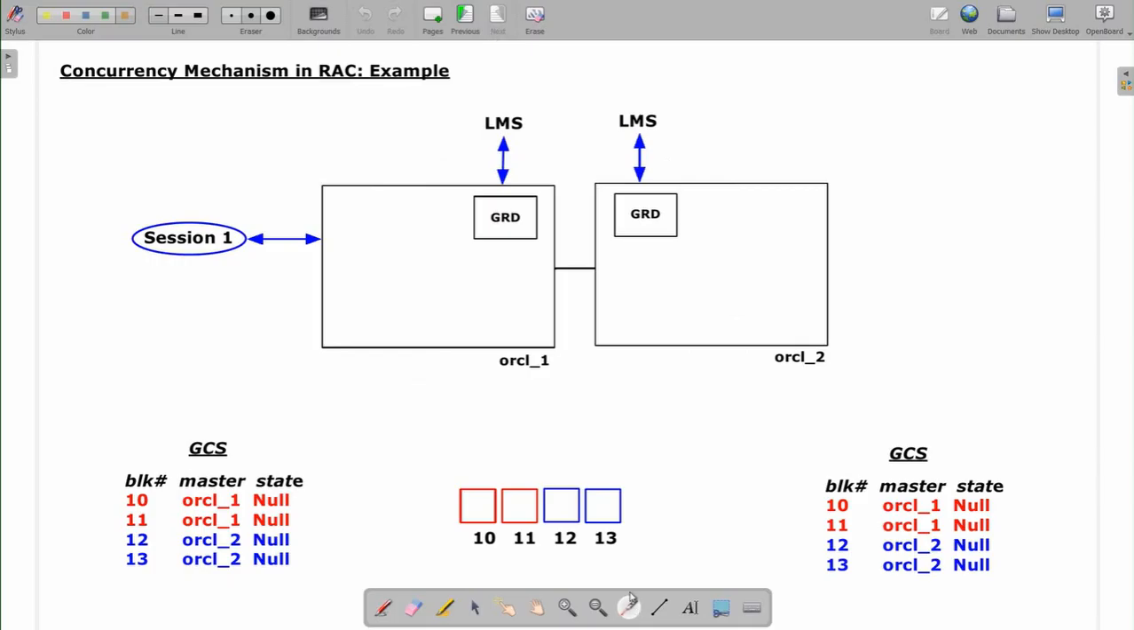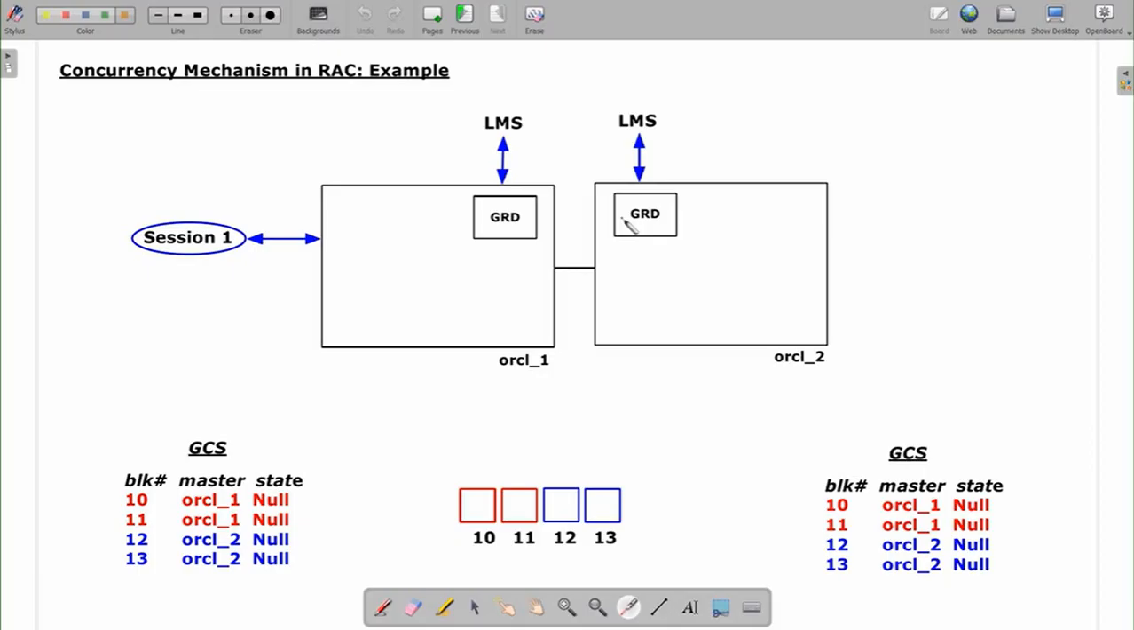So let's make one simple example based on that. I read a few texts, and it was a little difficult to understand because of terminology and concept confusion. So this example will give you a better idea. In this example, this is a two-node RAC database, ORCL1 and ORCL2, and we have a global resource directory. It includes metadata for global enqueue service and metadata for global cache service.